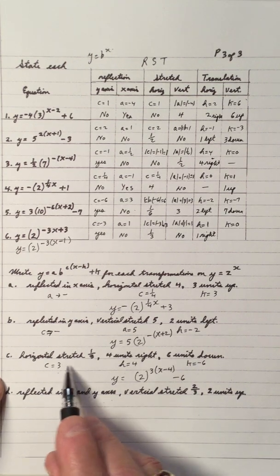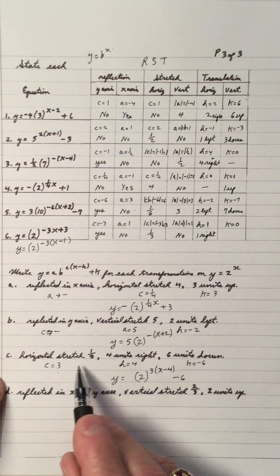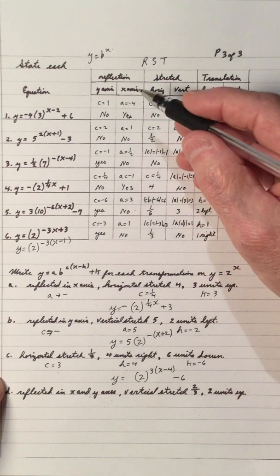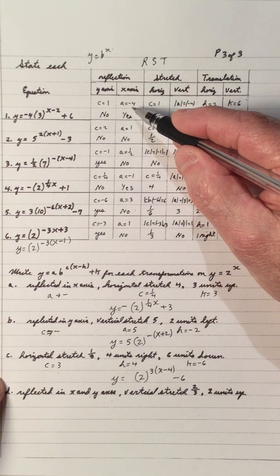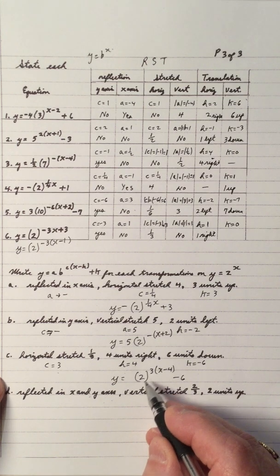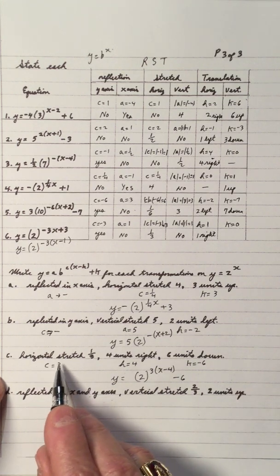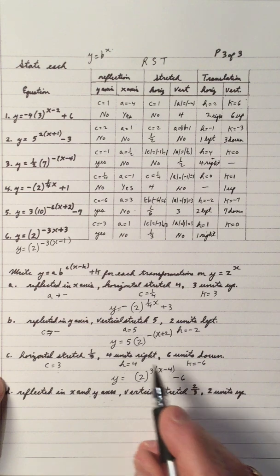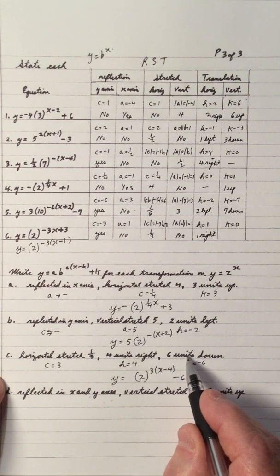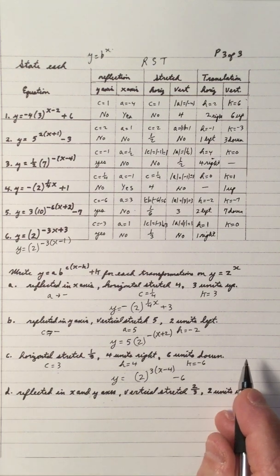So notice, everything fits. We have no reflection in the x-axis because we have no reflections at all. So a is not negative and c is not negative. We have a horizontal stretch which affects the x, reciprocal, and you can see opposite of 4, -4, and the 6 stays as a minus.